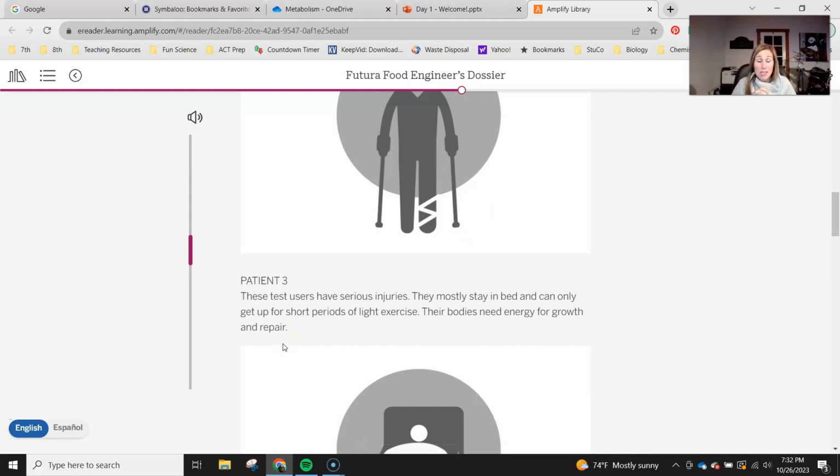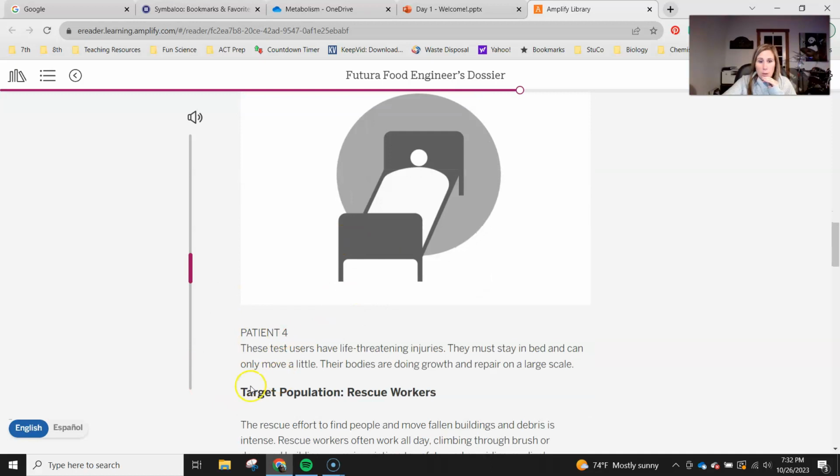Patient 3, these test users have serious injuries. They mostly stay in bed and can only get up for short periods of light exercise. Their bodies need energy for growth and repair. Okay, and then finally, the one that I'm going to do for you as an example, is patient 4. These test users have life-threatening injuries, so they might be in critical condition, they might even be in an ICU unit. They must stay in bed and can only move a little. Their bodies are doing growth and repair on a large scale. So above anything else, they need more protein for that growth and repair. They'll need a little bit of energy for that, but realistically not a lot.